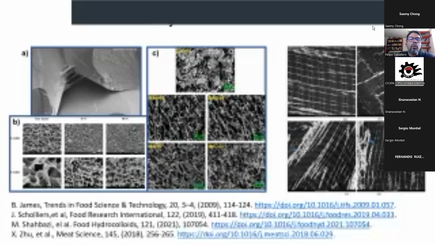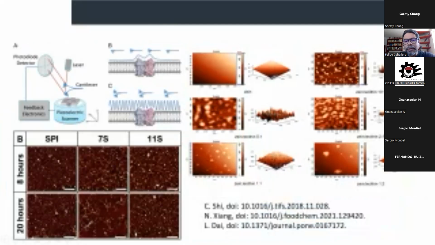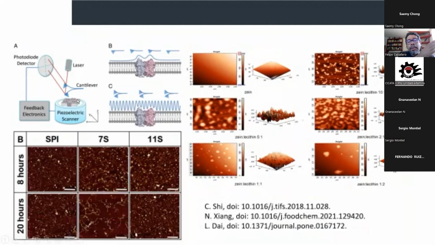Another interesting tool that is useful for characterizing plant-based meat analogs is atomic force microscopy. For example, this is the scheme of the technique. As we know, we have a cantilever. At the end of the cantilever, we have a tip that touches the surface of the material, and a topographical map is made based on the reflection of this laser on a photodetector.